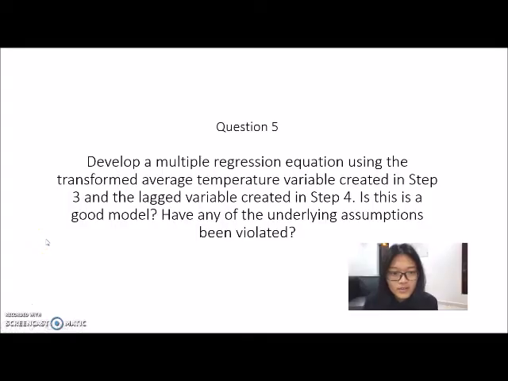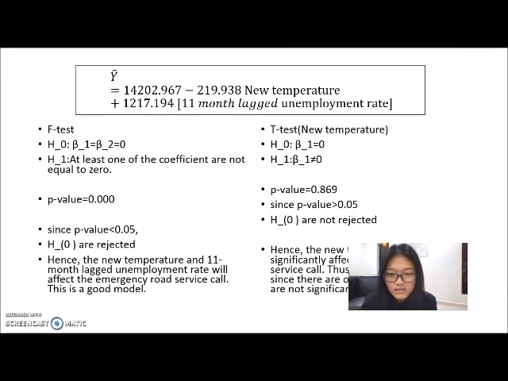Question 5 is to develop a multiple regression equation using the transformed average temperature variable created in step 3 and the lagged variable created in step 4. Is this a good model? Have any of the underlying assumptions been violated?